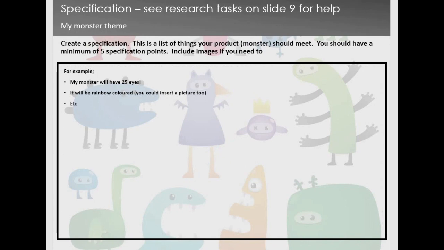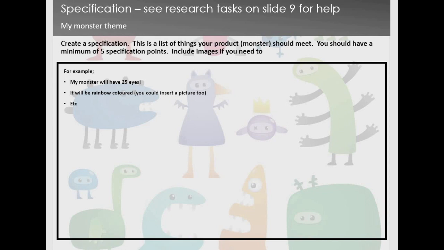Specification. Now, you've done specifications many times in design and technology before. The specifications will give you an idea of what you think you should include in your monster design. Okay, so the example we've got here, my monster will have 25 eyes. It will be a rainbow coloured monster, so you can include a picture here if you wanted to as well.